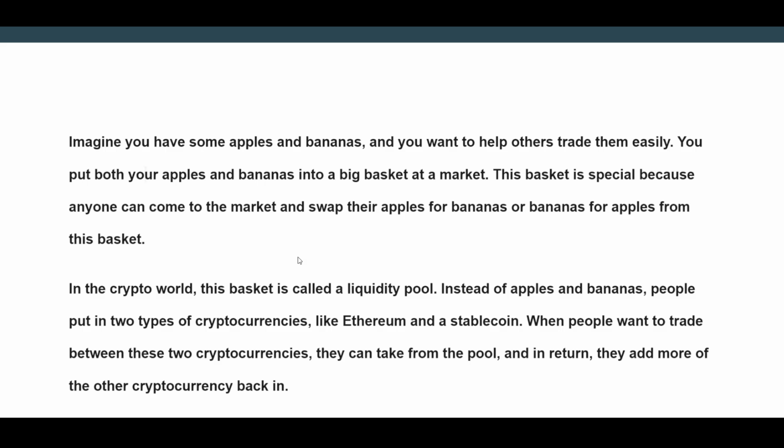It is called a liquidity pool, and people come and trade, and you get some bonus because if someone is buying Ethereum, they will pay for it in the other currency a little more than your value. So that's how you make profit in the liquidity pool.